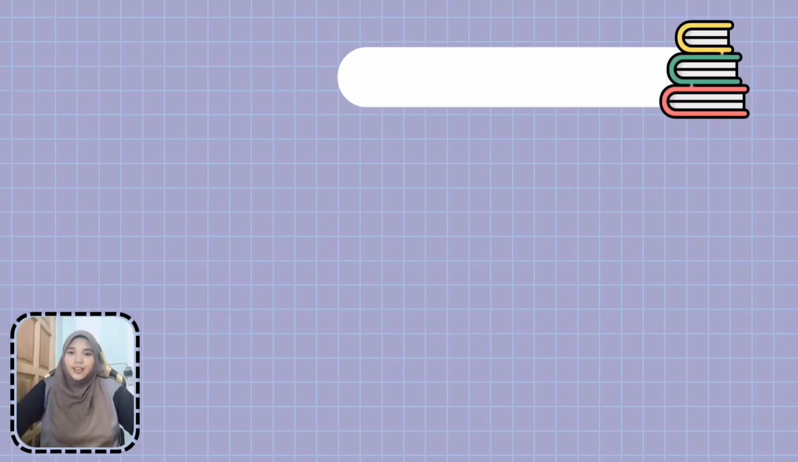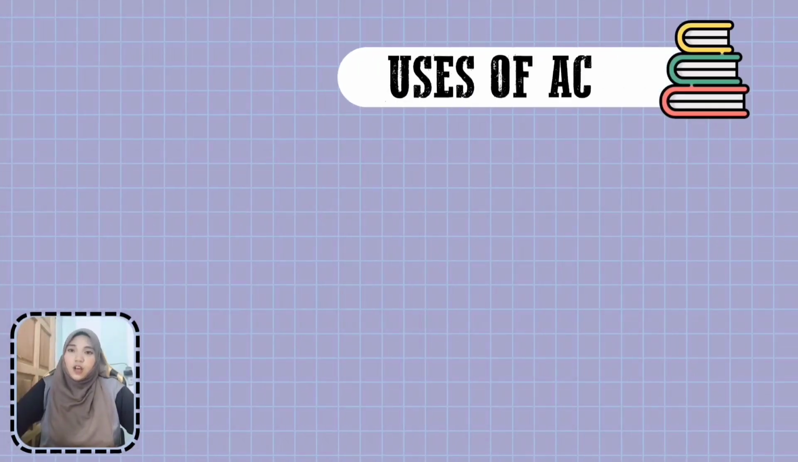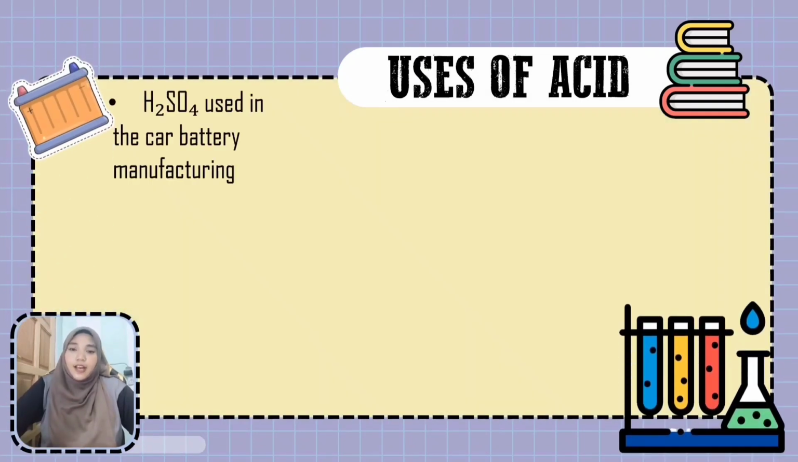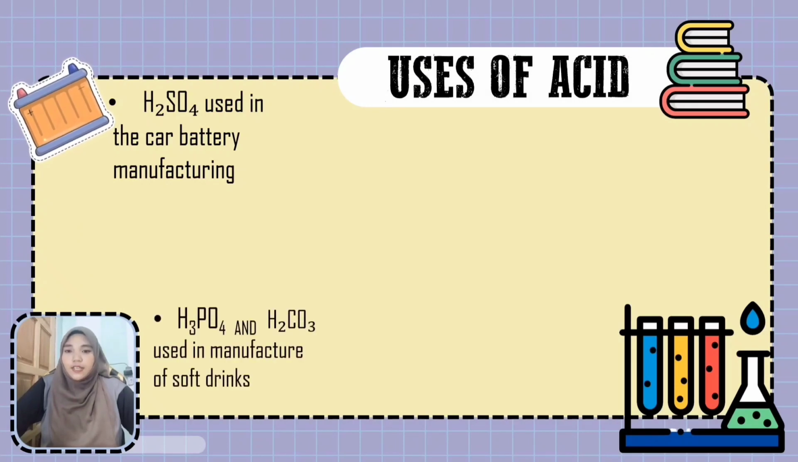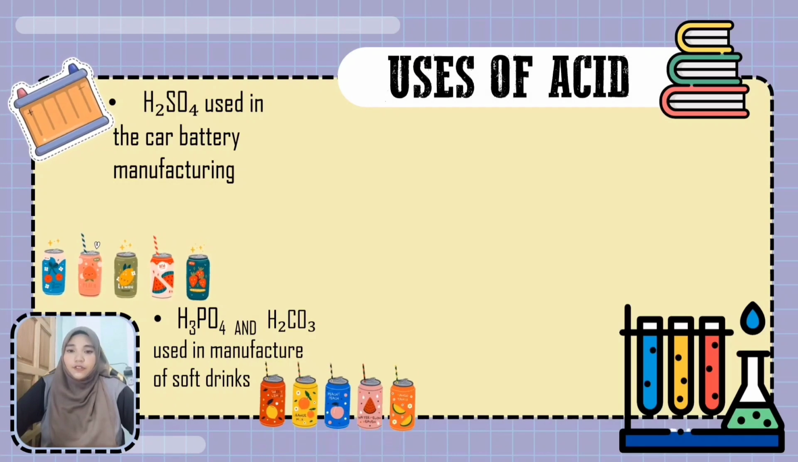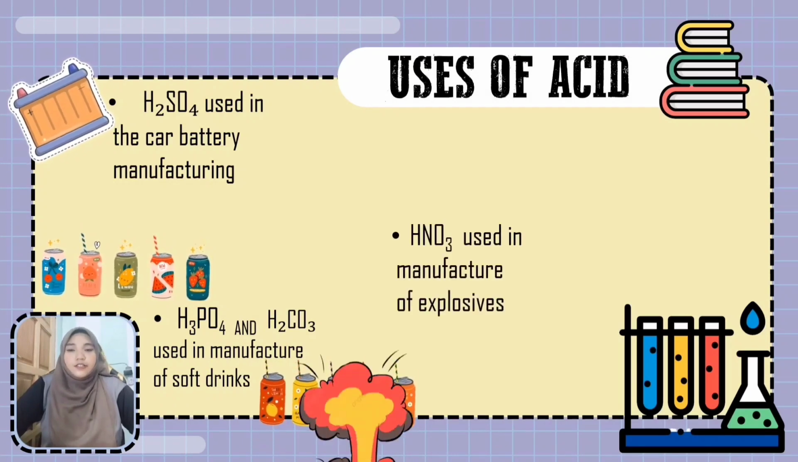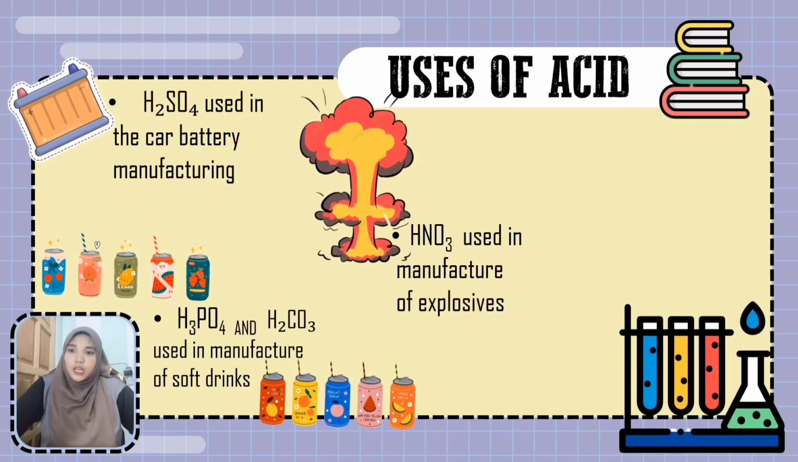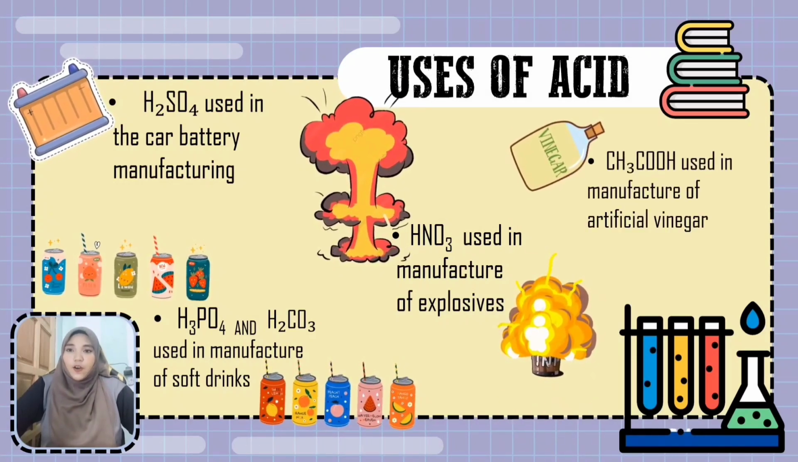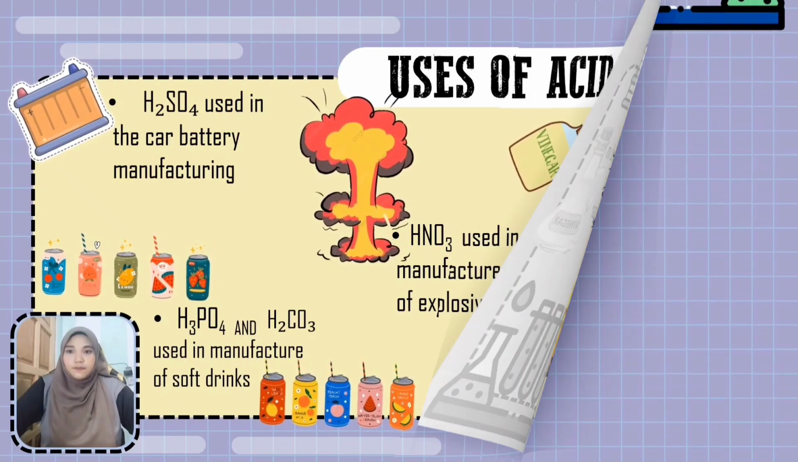Okay guys, we move to uses of acid. First, sulfuric acid is used in car battery manufacturing. Second, phosphoric acid and carbonic acid are used in the manufacture of soft drinks. Third, nitric acid is used in the manufacture of explosives. The last one, acetic acid is used in the manufacture of artificial vinegar.